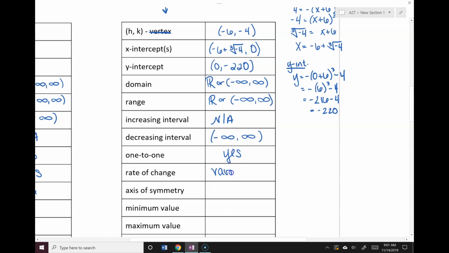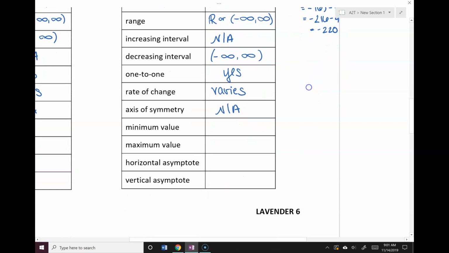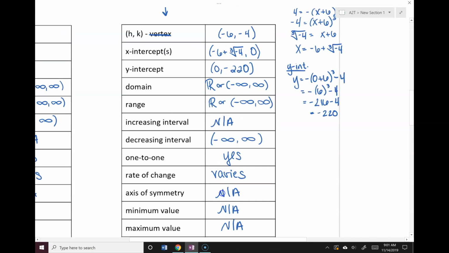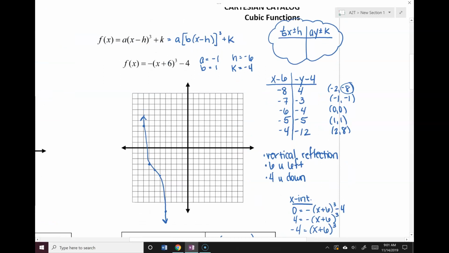The rate of change varies. There isn't an axis of symmetry because it's not symmetrical. There are no minimum or maximum values because the function goes on forever in both directions, and we don't have any asymptotes. Yay! Okay, so there is our first example beyond the parent function.